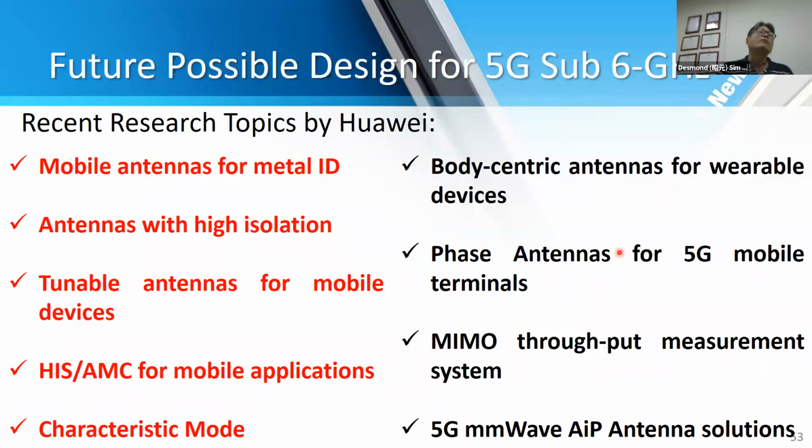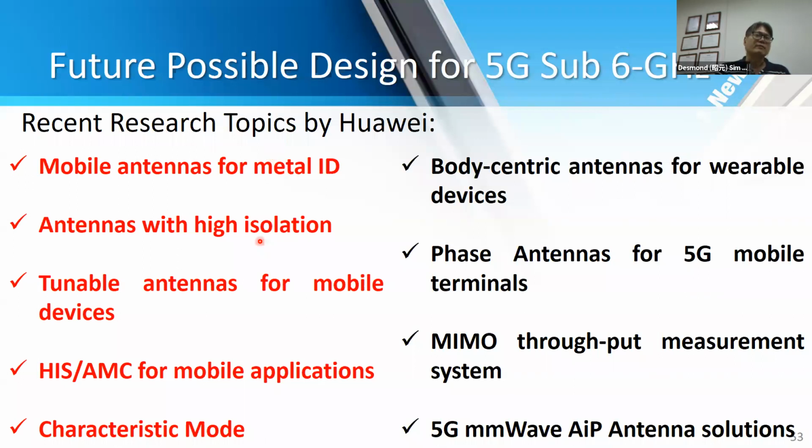The first one is the mobile phone with metal ID. This is one of the important topics because most people will want the casing of their phone to be metal. It looks nice and people want it. But if you have a metal ID for your mobile phone, it's going to block all the radiation or the EM wave. So the receiving and transmitting of the EM wave will be reduced, and they have to find other ways to avoid that. So this is one of the important research topics.